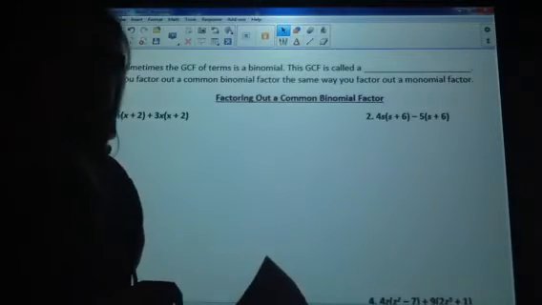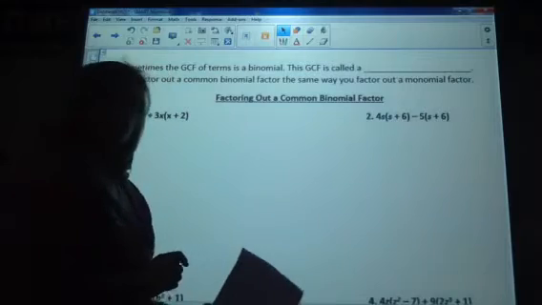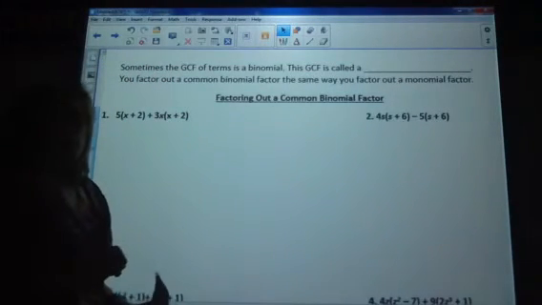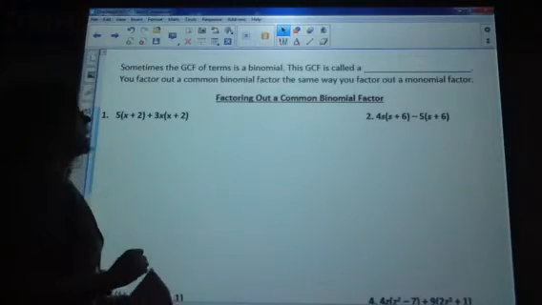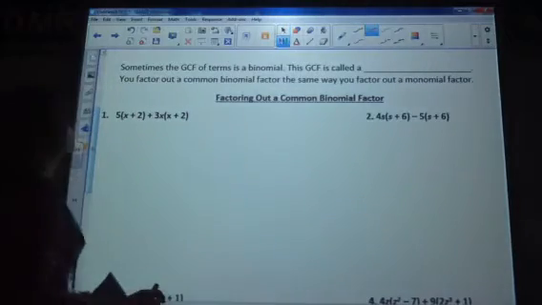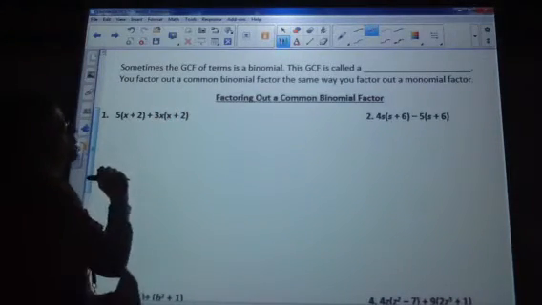Alright students, this is the second video for Unit 7, Section 2, Factoring. We already talked about factoring with the greatest common factor, and now we're going to talk about factoring out a common binomial factor. Sometimes the greatest common factor of terms is a binomial.